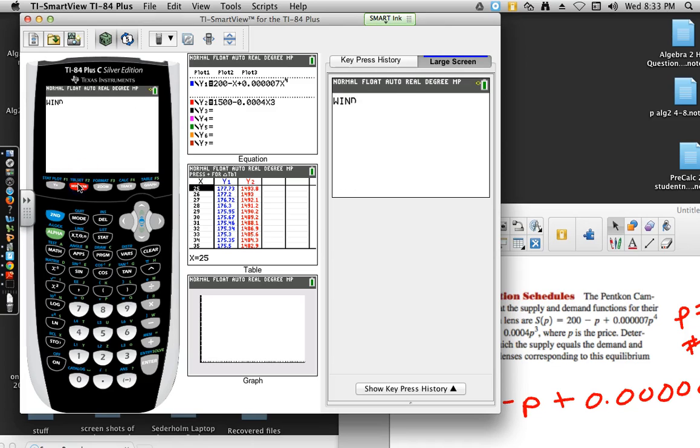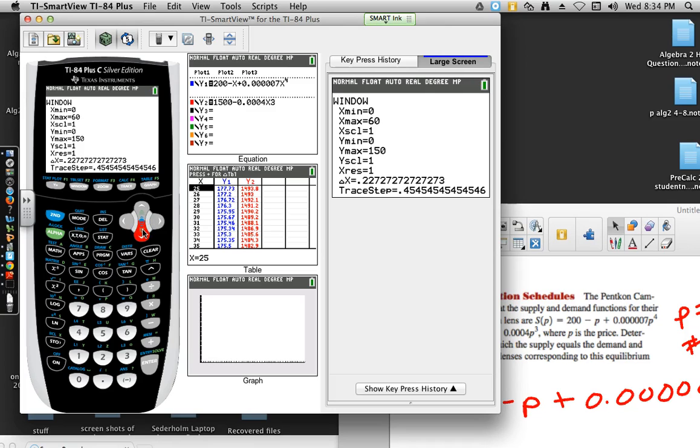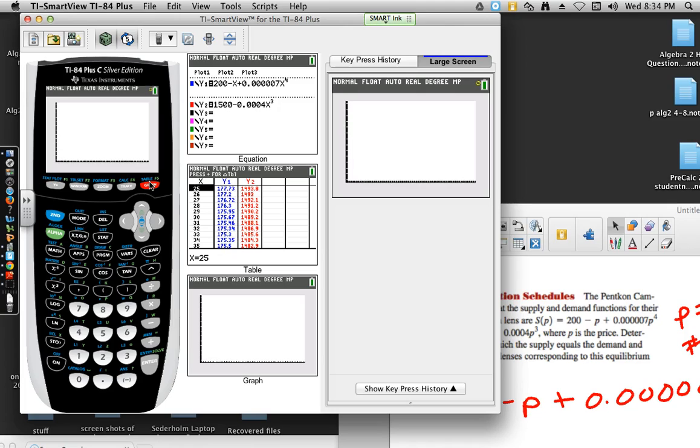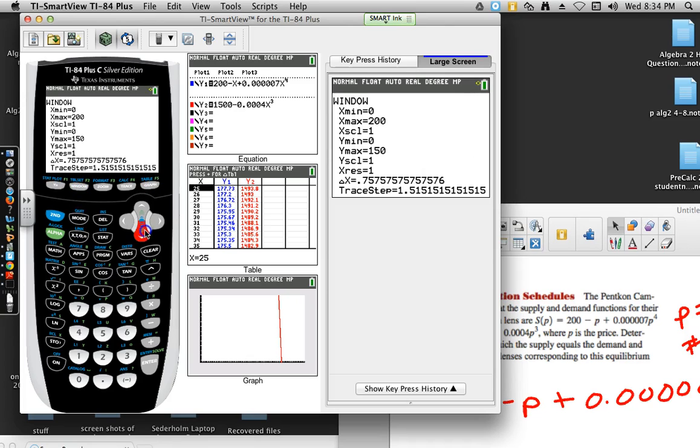Let's see, these were lenses. Lenses are going to cost a little more, so let's go into the window. Maybe $200 for a lens. Oh boy. Let's just try that. Let's hit graph and see if we can see them. All right, and I could see the calculator working like crazy. There it is. But notice we're not seeing the other one. So that tells me I need to go increase my y values.